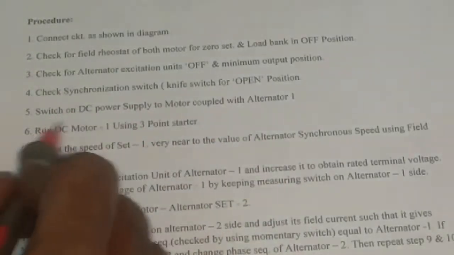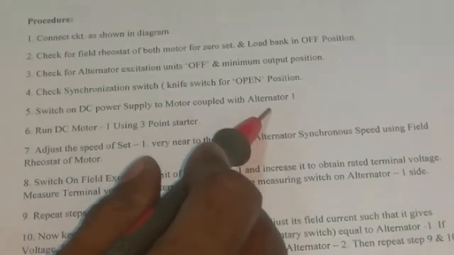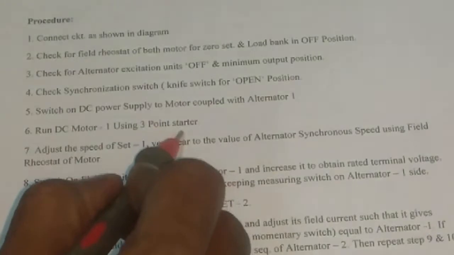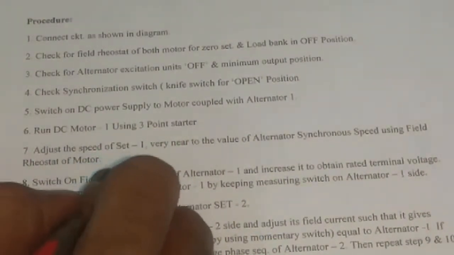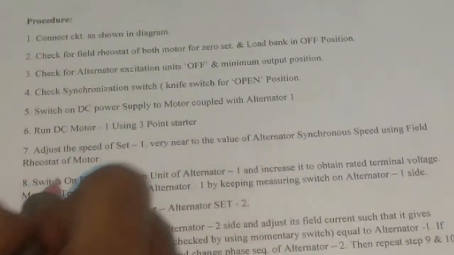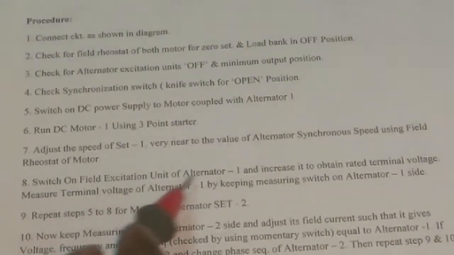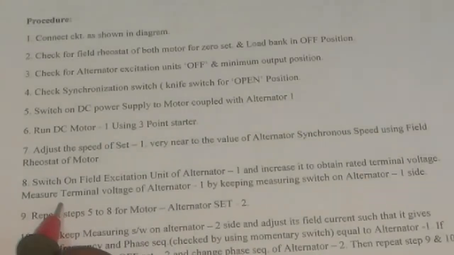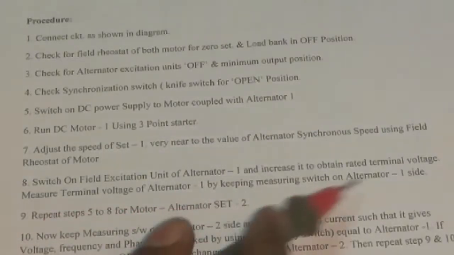Switch on DC power supply to the motor coupled with alternator 1. Run DC motor using the 3-point starter. Adjust the speed of set 1 near to the value of the alternator synchronous speed using field rheostat of the motor. Then switch on the field excitation unit of alternator 1. Increase it to obtain the rated terminal voltage. Measure the terminal voltage of alternator by keeping switch on alternator 1 side.